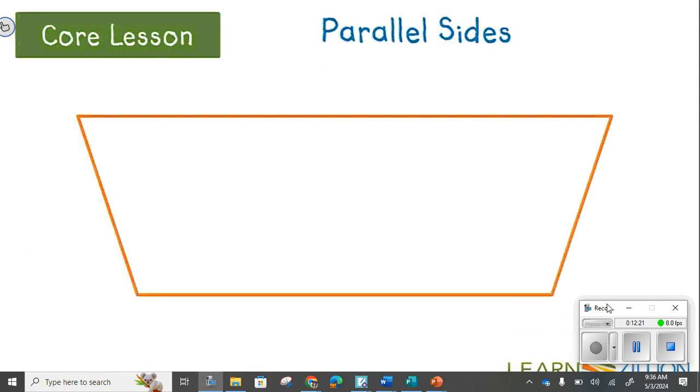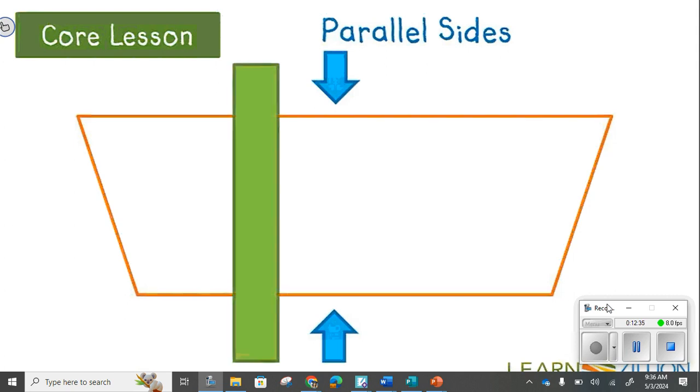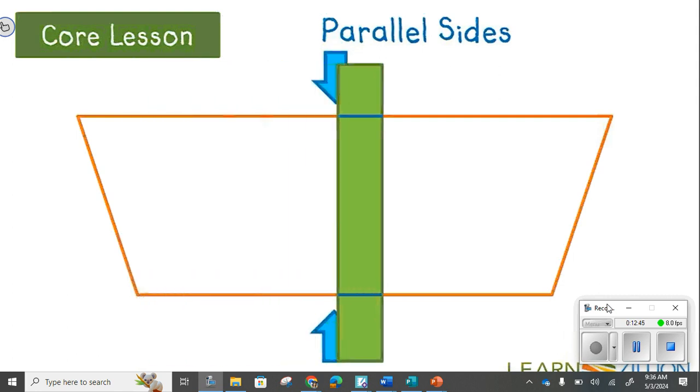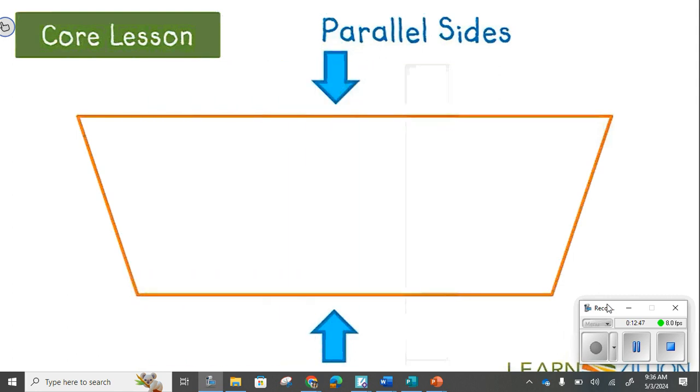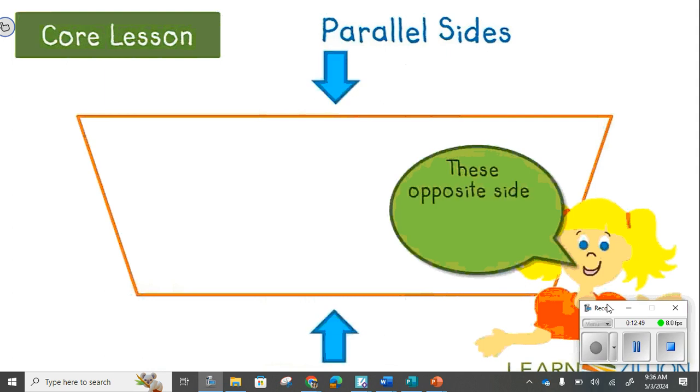I pick 2 sides that are opposite from each other, like this top side and bottom side. If I were to measure the distance between each of these sides with a ruler or with a piece of paper, no matter where I put the ruler or the paper, the 2 sides will always be the same distance apart. Here's my slip of paper. I will mark the distance between my 2 opposite sides here and here. No matter where I move my paper, the distance apart stays the same. It's pretty cool. These opposite sides are the same distance apart, which makes them parallel.